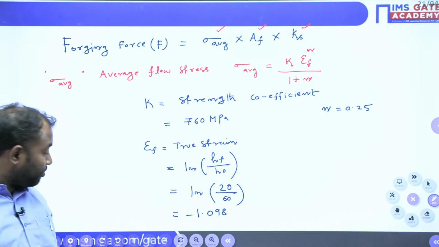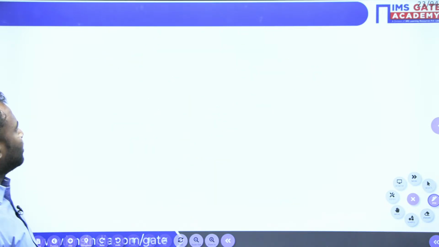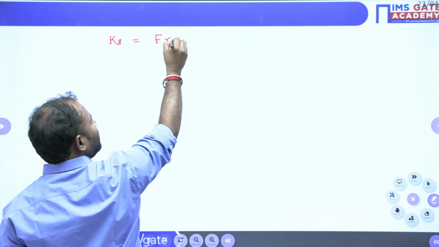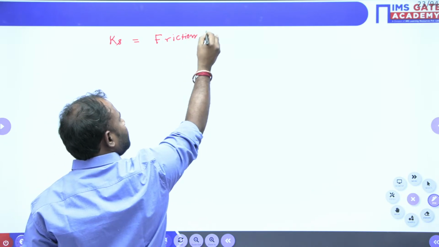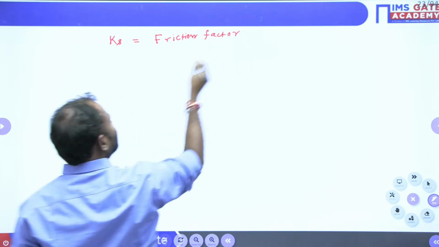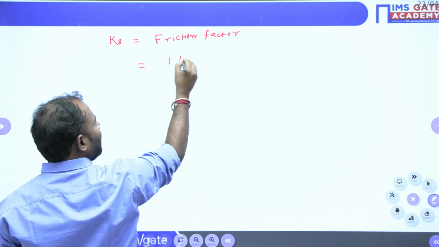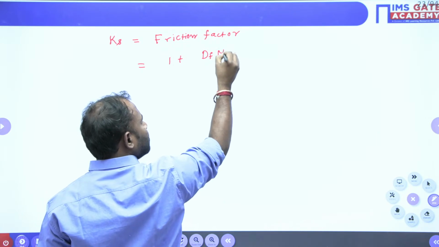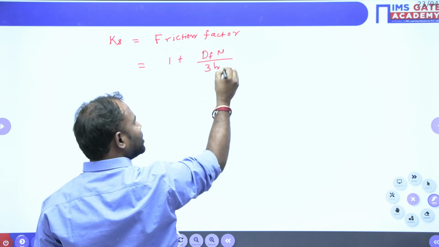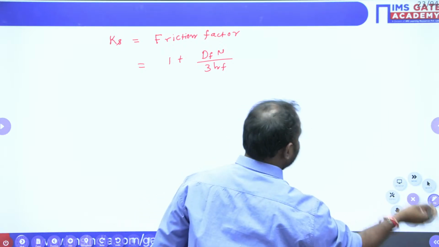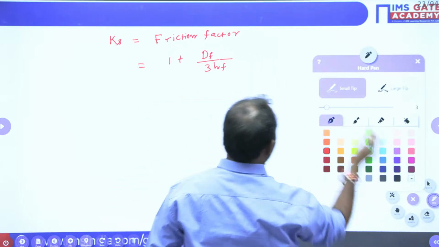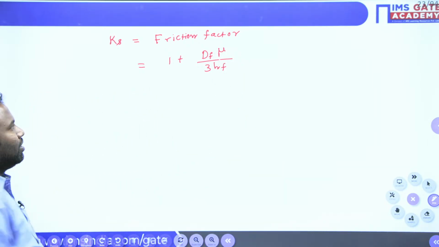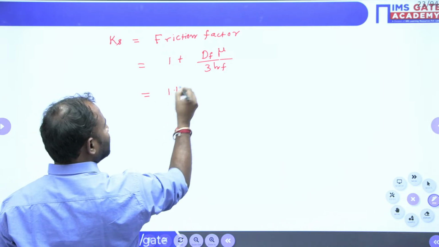Strength coefficient. That means a friction factor. Ks is a friction factor. Ks is equal to 1 plus df into mu divided by 3 into hf. It is mu, guys, coefficient of friction. Clear, everybody?